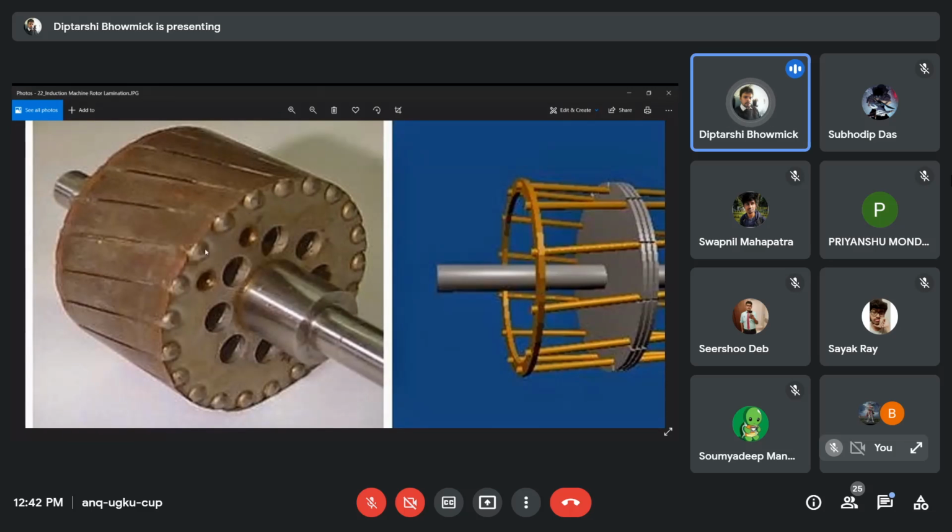So these are the bars. They are shorted with the end ring. These are the ventilating ducts. They are necessary for the higher rating machine or the bigger machine, and not necessary for the smaller machine. I have already told that in the case of DC machine. But this is the structure. This is a squirrel cage rotor.